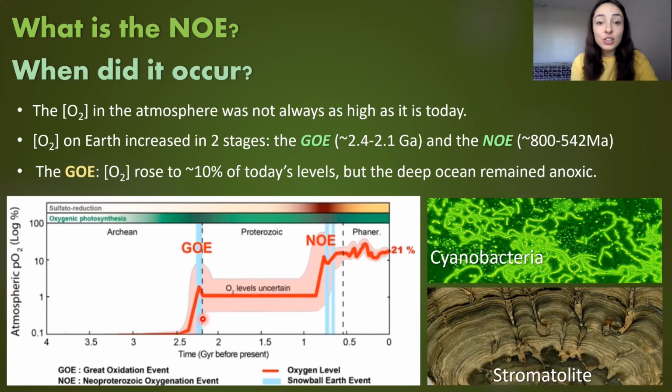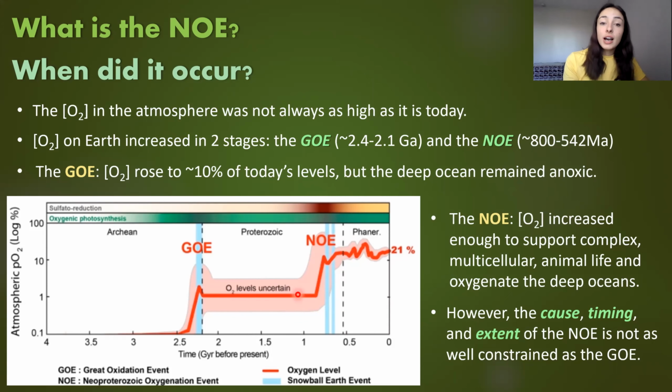This first stage, the GOE, is thought to have raised Earth's atmospheric oxygen content to about 10% of today's levels, whereas the ocean during this time remained largely anoxic, so without oxygen. Whereas the NOE is thought to have increased oxygen enough to support complex multicellular animal life, which evolved around this time. As we know, around 600 million years ago we had the Ediacaran fauna, then 542 million years ago we had the Cambrian explosion, and all of that stuff.